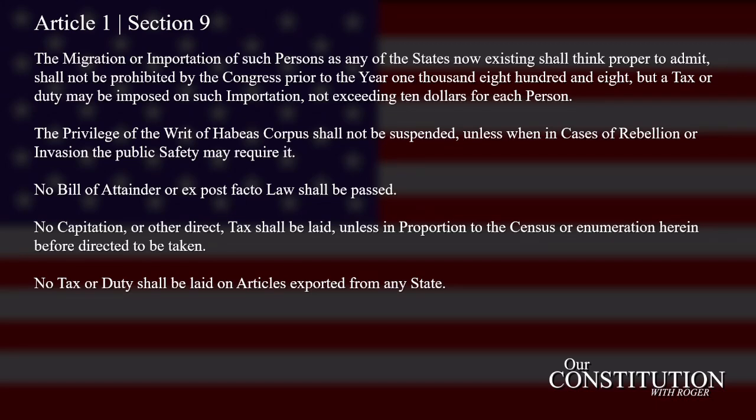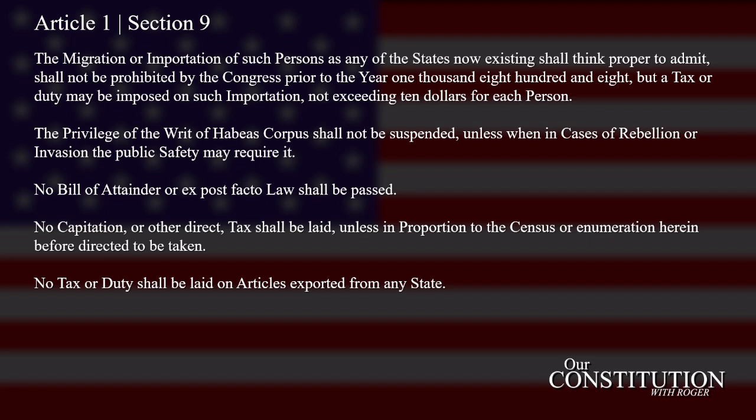So Section 9 reads, "The migration or importation of such persons as any of the states now existing shall think proper to admit shall not be prohibited by Congress prior to the year 1808. But a tax or duty may be imposed on such importation, not exceeding $10 for each person." And what that one is saying is that a state could increase its size by allowing people to come into the state, but that there would be a tax on people coming into the state.